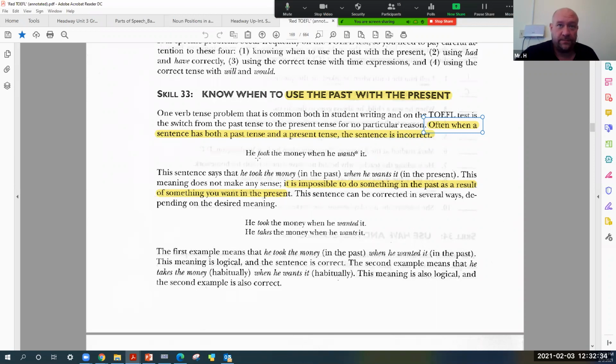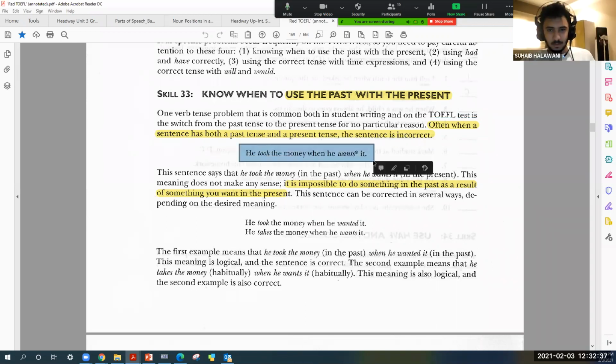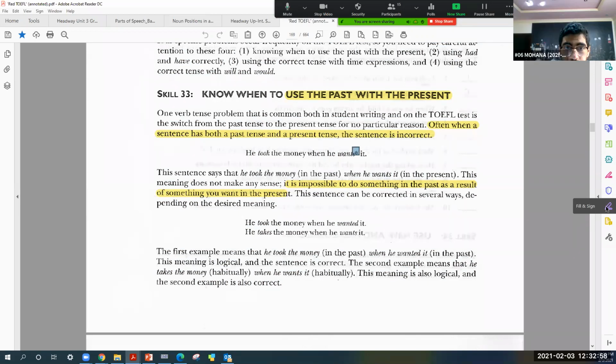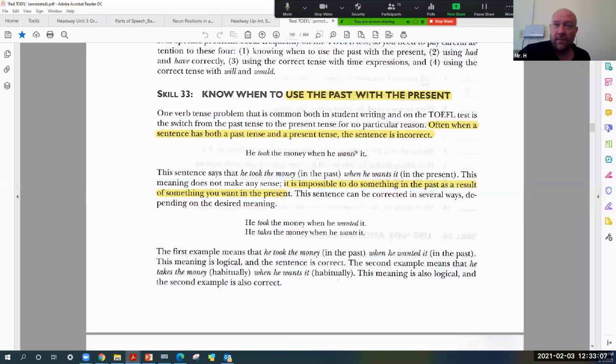Suhaib Halawani, can you read? He took the money when he wants it. Now, why is there a star? Any idea? It's wrong. In the TOEFL, if you see a star like this, it has a special name. It's called an asterisk.